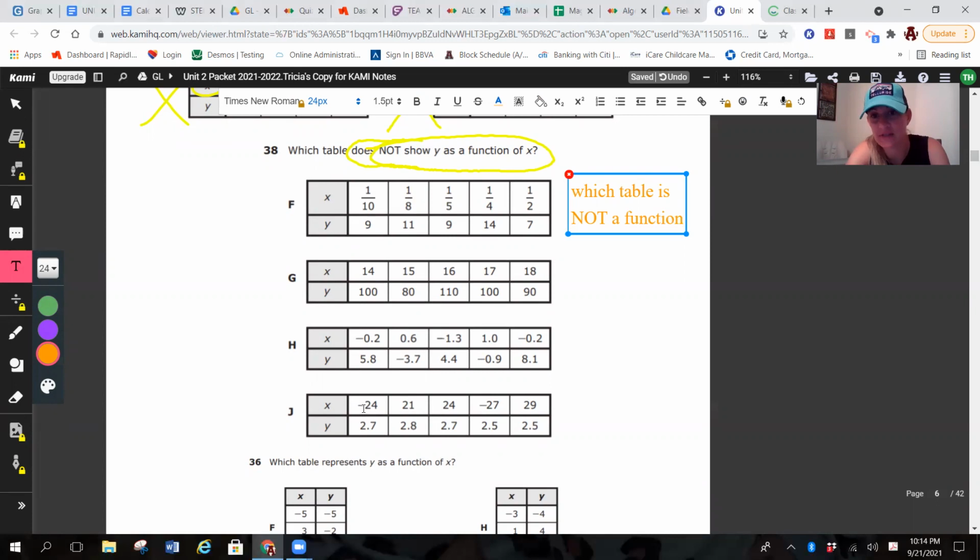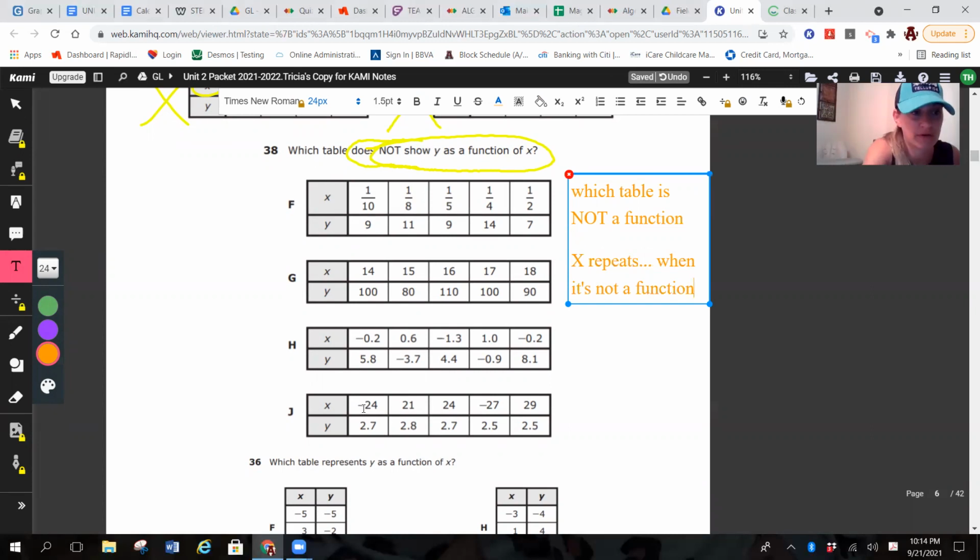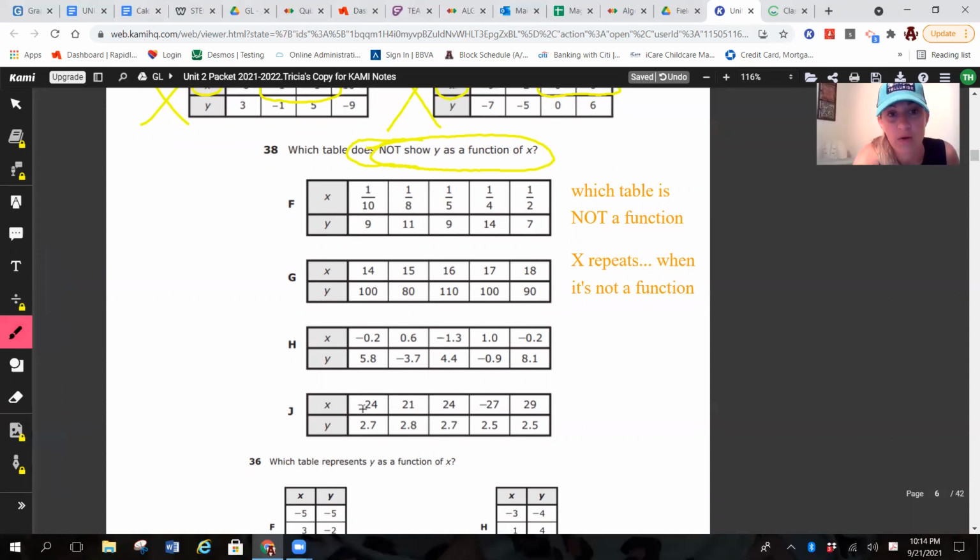Okay, if something is not a function, X repeats. So we're looking for a table with the X repeating itself. Here we go. 1/10, 1/8, 1/5, 1/4, 1/2. That is a function. We're looking for what is not. 14, 15, 16, 17, 18. None of those X's repeat.